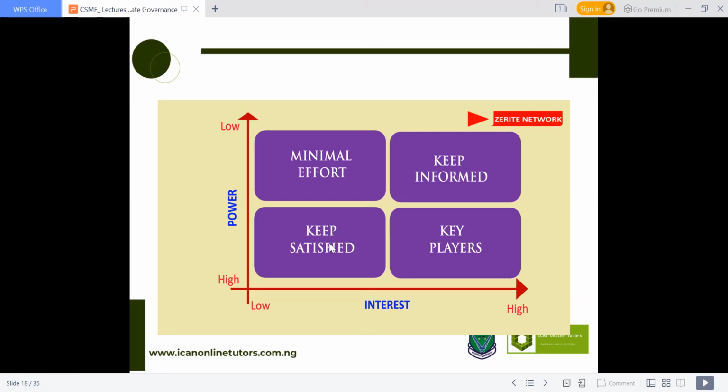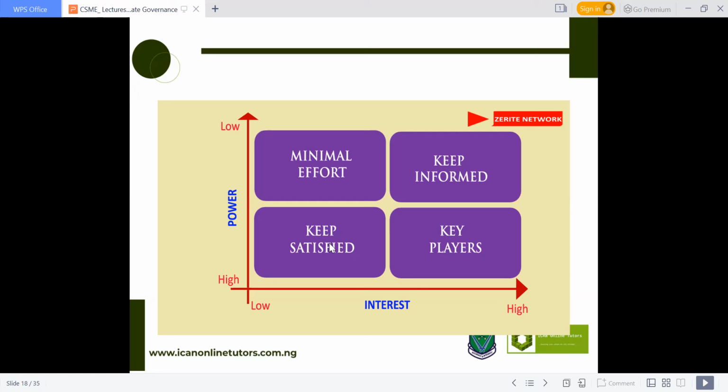We also have another one called high power and high interest. That means you're a key player. You have high power and you're highly interested in what the organization is doing. In any meeting, you take an active part and an active role. So you're a key player.